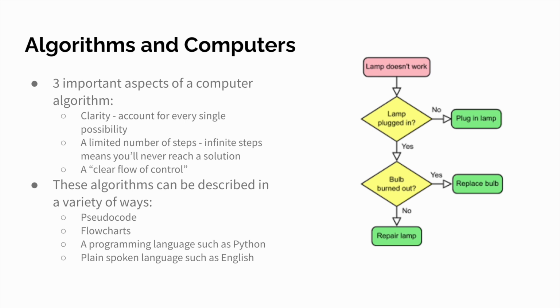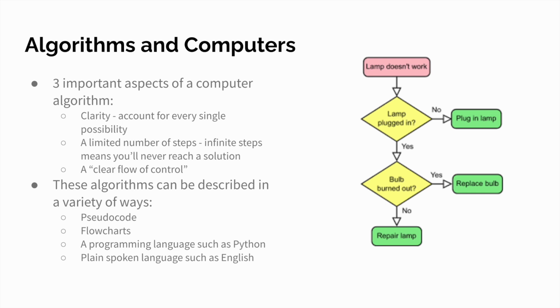An algorithm has to have a limited number of steps so that it can actually finish and produce a result or an output. An algorithm with infinite steps will never finish, and it'll run indefinitely, and you'll never get a result. And it also must have a clear flow of control from the beginning of the algorithm to the end.